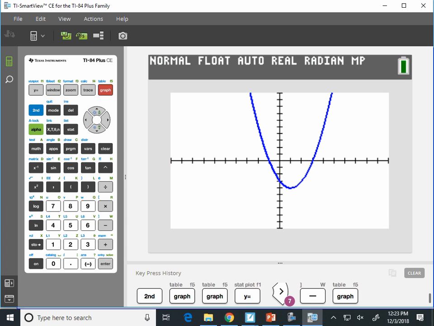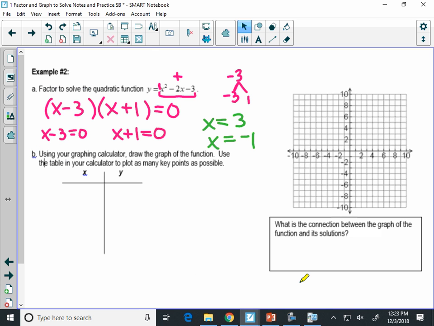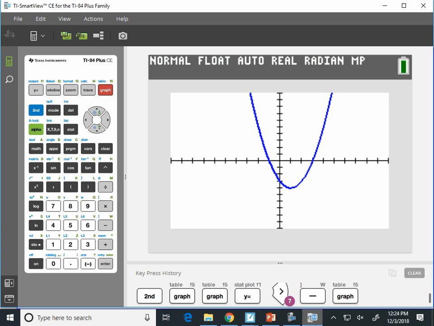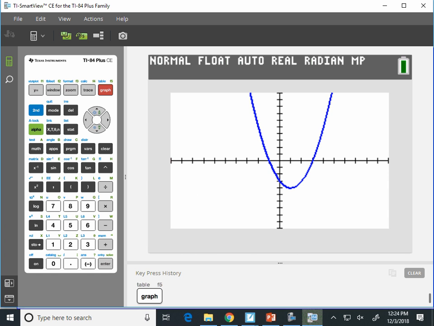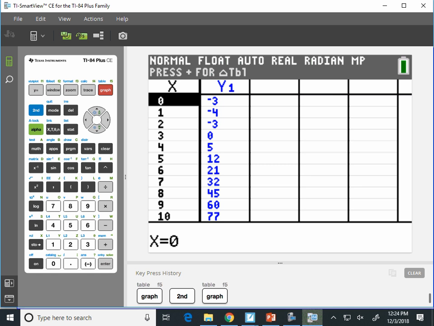Okay, now, what is it asking us to do? It is asking us to use your graphing calculator to draw the graph of the function on this grid. All right, so I want you to take a minute and look at the table. You don't have to write it. I know there's space to write it on your paper, but go to your table here. I want you to plot as many points as possible that will fit on that grid.